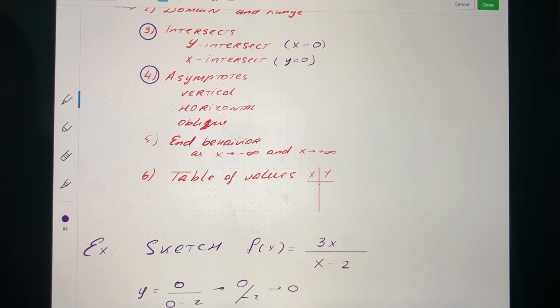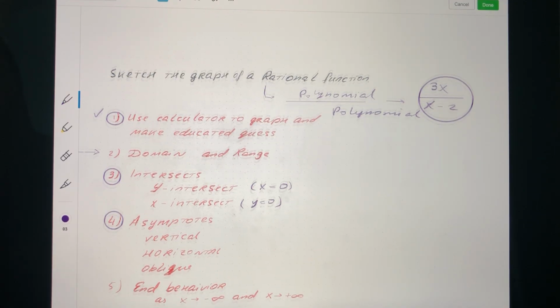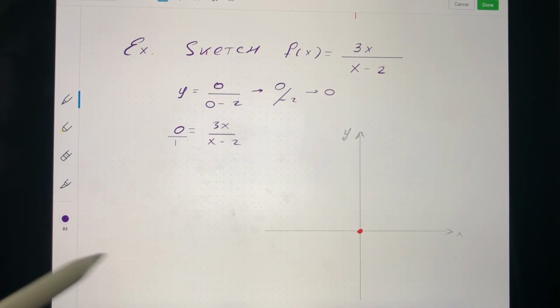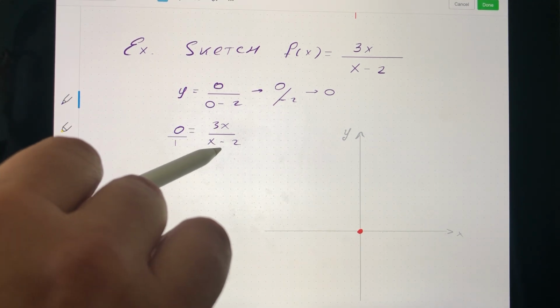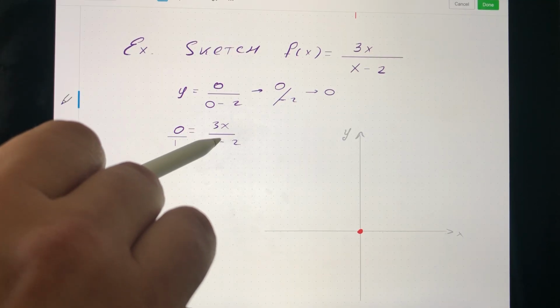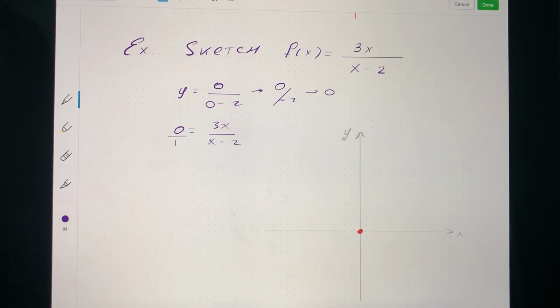And if y is 0, then we have 0 equals 3x over x minus 2. And to solve this, we can cross multiply. We can also see that the only way to get a ratio to be equal to 0 is if the top piece is 0. So the bottom doesn't even matter because 0 over anything is 0. But if we cross multiply, we come to the same solution.